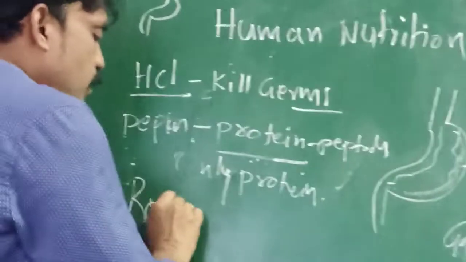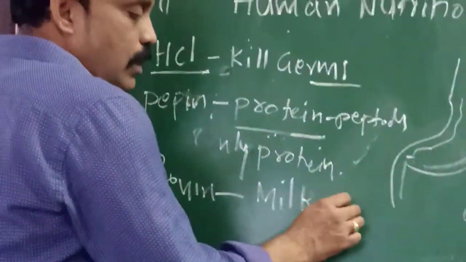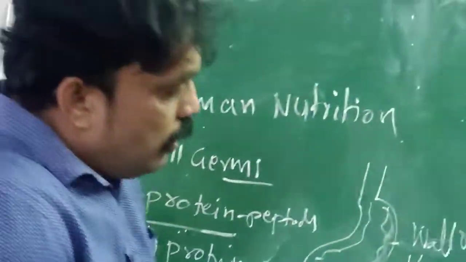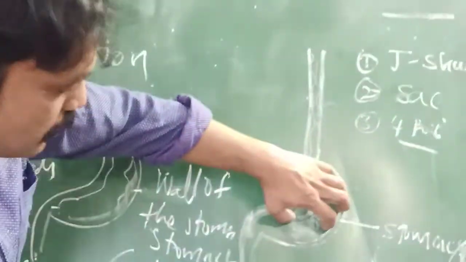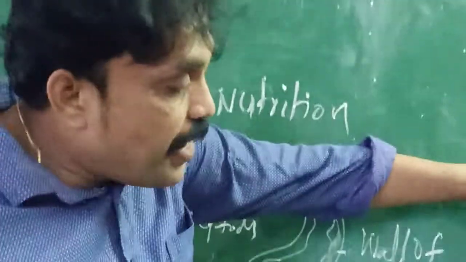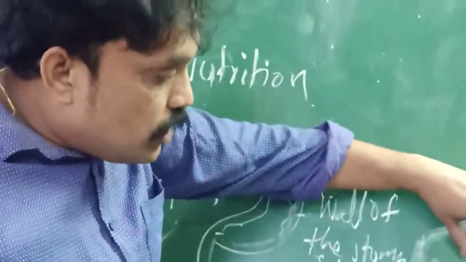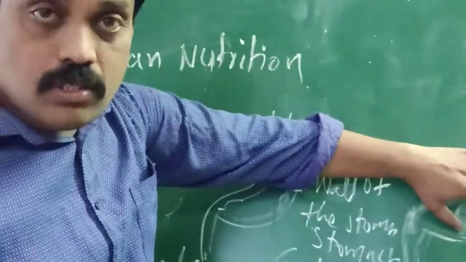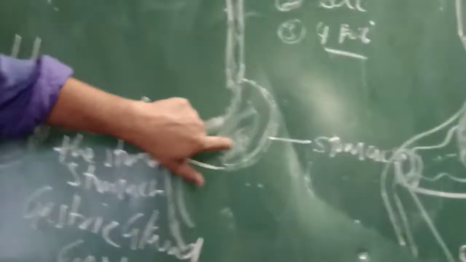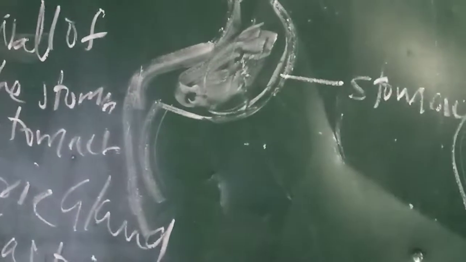The renin enzyme is also released. It converts milk into curd, especially in children. Whatever food enters the stomach will be stored inside for at least 4 to 6 hours based on the food item. Highly fatty food will be stored more time. When it is stored, the stomach releases gastric juices containing HCl and pepsinogen, and the food mixes with acid.